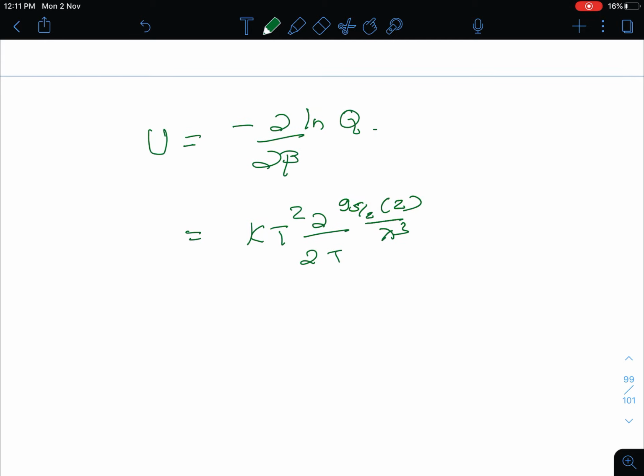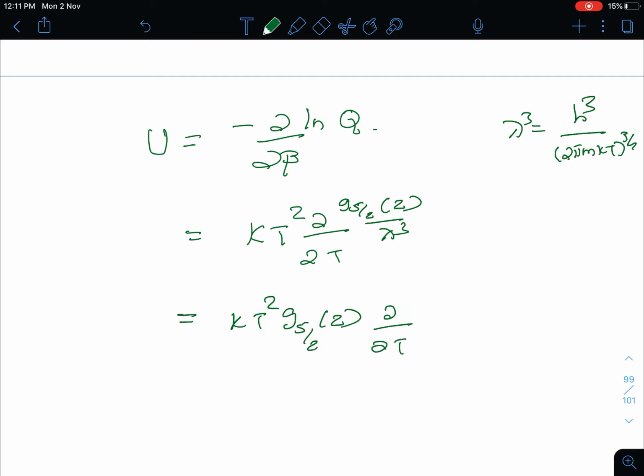G 5 by 2 of z is a linear series, so that can be taken outside. So kt square g 5 by 2 of z, okay, dou by dou t of 1 by lambda cube. That is lambda cube, where lambda cube is equal to h cube divided by 2 pi m kt all raised to 3 by 2.